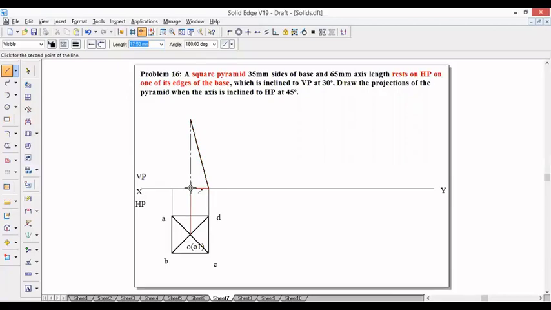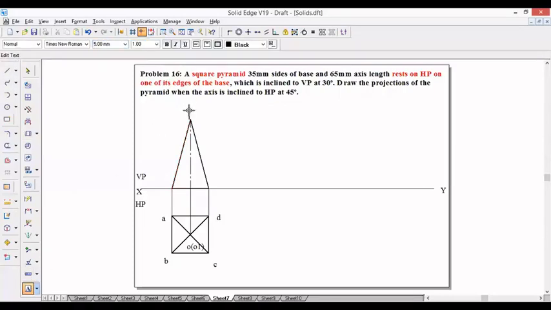Join the front view. The front view of the pyramid is going to be a triangle. In the front view we can see apex O dash. Here the corner B dash is visible and A dash is going to be invisible. The base center O1 dash is going to be invisible. C dash is visible, whereas D dash is going to be invisible.